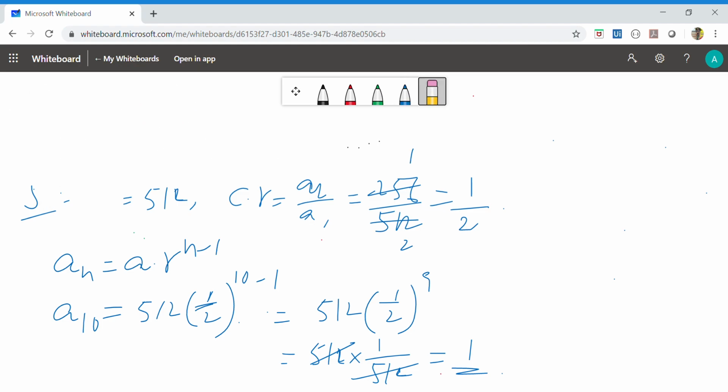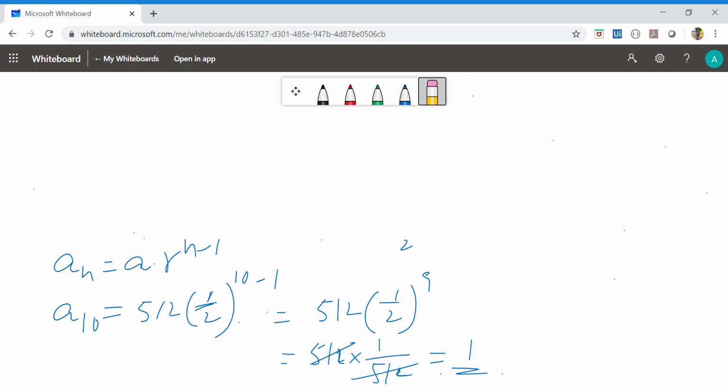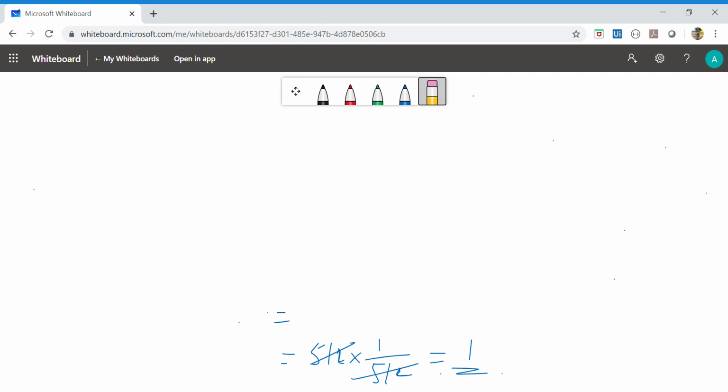So here he asked the 10th term of the GP, which is indicated by a10, and the GP is given. In the GP, the first term is a, the second term is ar and the third term is ar square like that. So you have to write a and the common ratio, and then you can find the general term and you will get the answer.